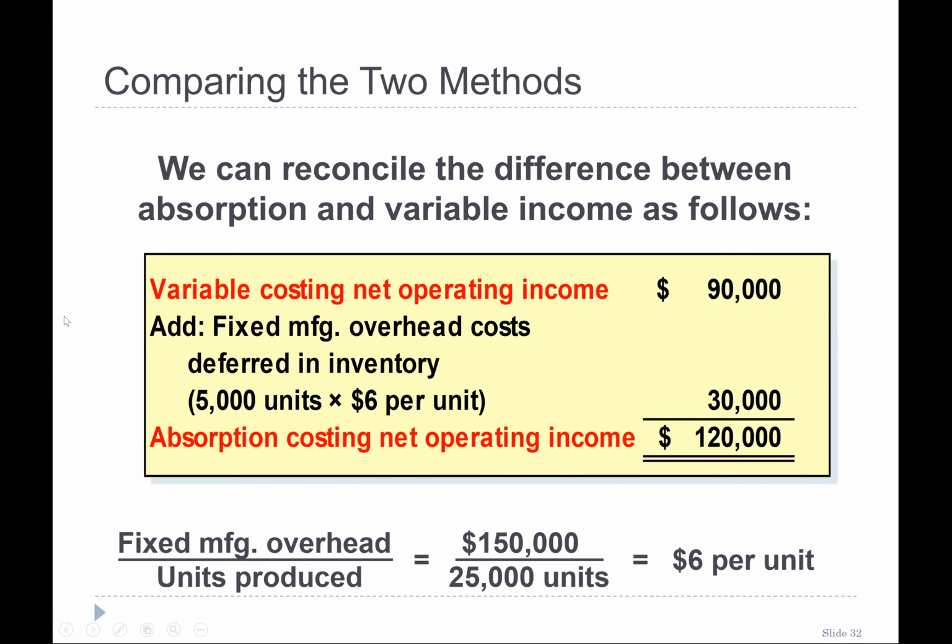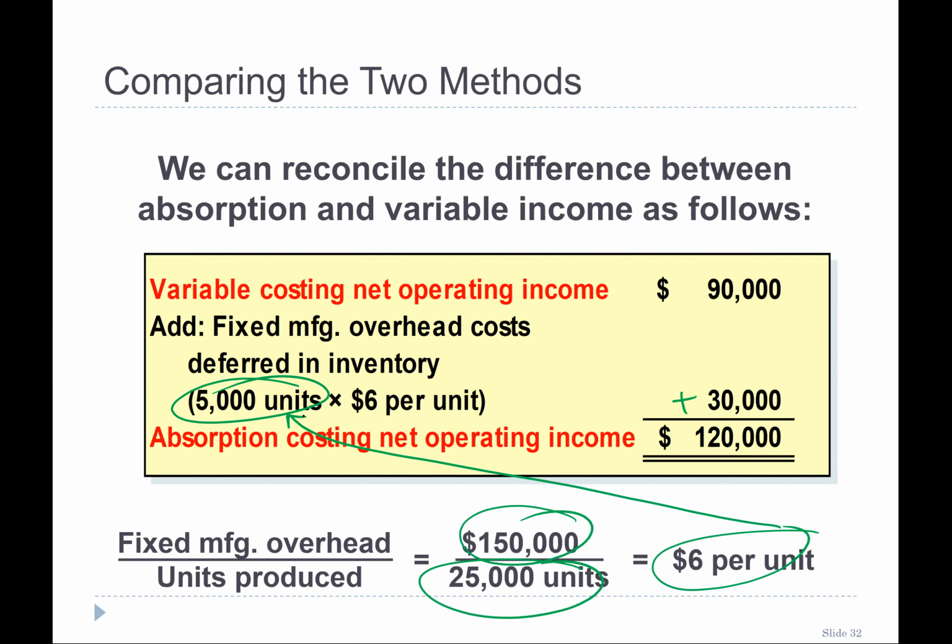So the difference between the profits is also because of fixed manufacturing overhead on ending inventory. That's it. If we divide the fixed expense by the number of units, it is 6 per unit. 6 per unit multiplied by the ending inventory will give you 30,000, which is the difference between the profits of absorption costing and variable costing.